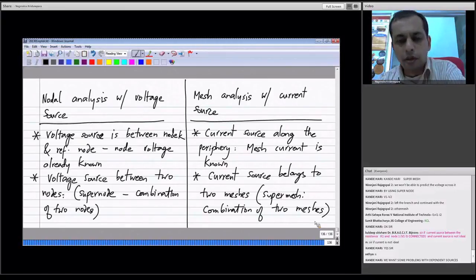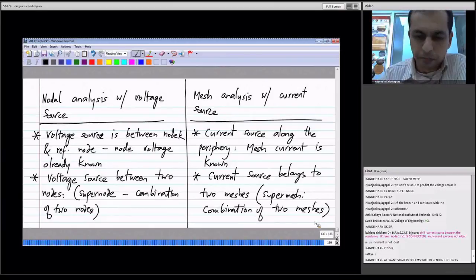Now, both methods will work for any circuit. For now, let's assume that all our circuits are planar circuits. Mesh analysis, we know, is applicable only to planar circuits. Now my question is, let's say you have a planar circuit, which one will you choose? Will you choose nodal analysis or mesh analysis? I would like opinions of the participants.